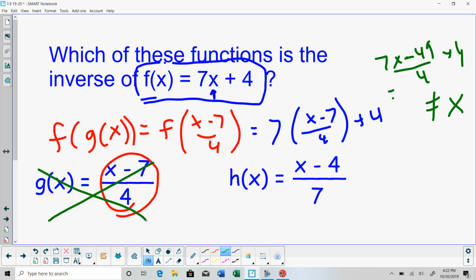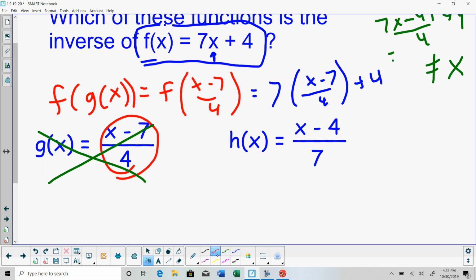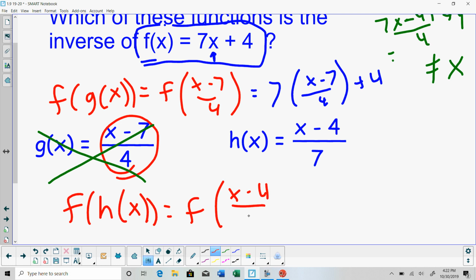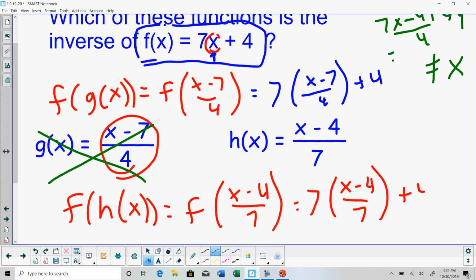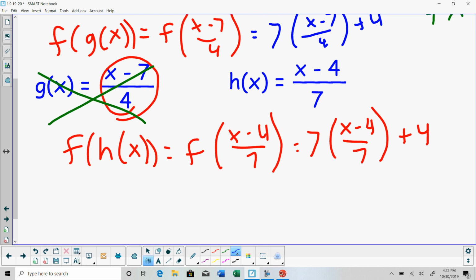Let's try f of h. Maybe h is the inverse. So let's do f of h of x. I'm going to do f of x minus 4 over 7, plugging x minus 4 over 7 in for that x. So I'm going to write 7 times x minus 4 over 7 plus 4. In order to simplify this, we have to show what can be done first. The first thing we can do is divide this 7 out with this 7. That's going to leave us with x minus 4 plus 4.